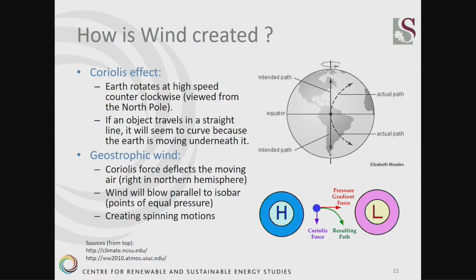As mentioned in the previous slides, an air parcel initially at rest will move from high pressure to low pressure through what we call the pressure gradient force. However, as that air parcel begins to move, it is deflected by the Coriolis forces, to the right in the northern hemisphere and to the left in the southern hemisphere when viewed from the equator. As the wind gains speed, the deflection increases until the Coriolis force equals the pressure gradient force. At this point, the wind will be blowing parallel to isobars, creating a spinning motion.